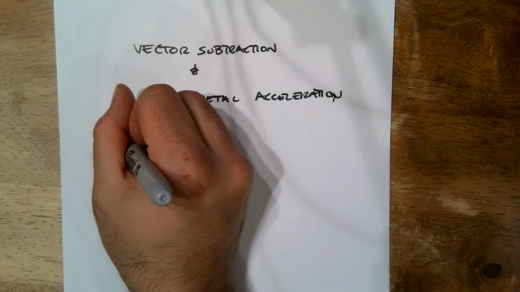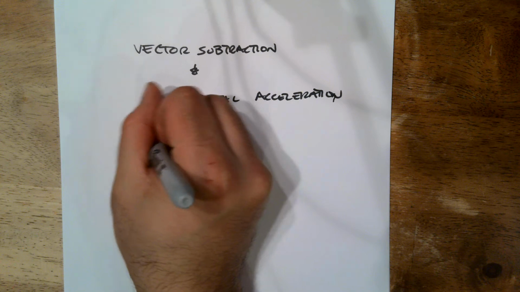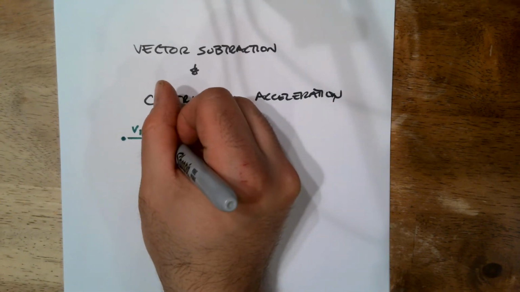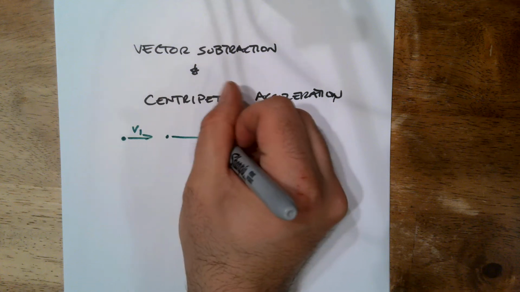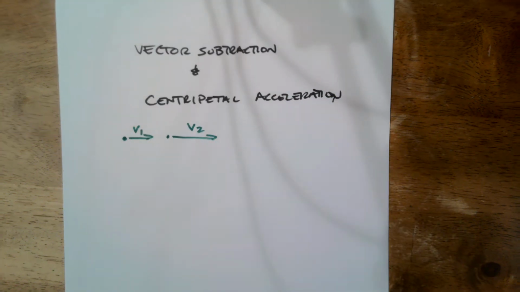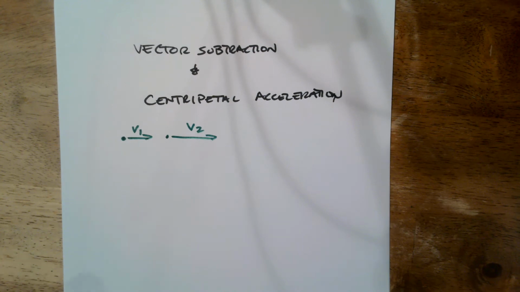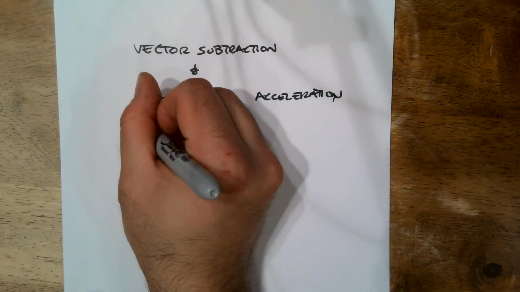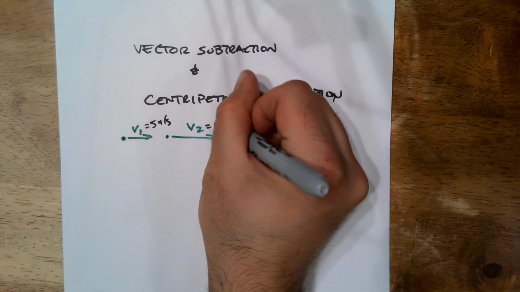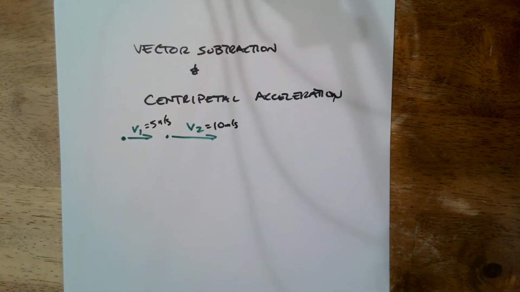So if I were to represent an object's motion with a velocity vector, let's say v1, and then sometime later it's moving with a velocity v2, a larger velocity to the right. This object has clearly gained speed, and if I were to attach numbers to this, let's say this is 5 meters per second and then this is 10 meters per second, our object has clearly sped up.